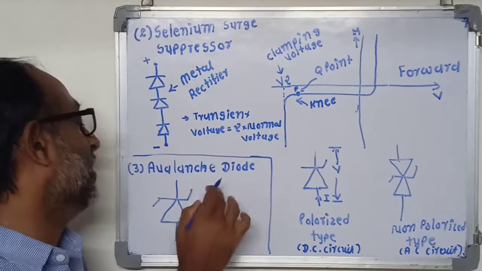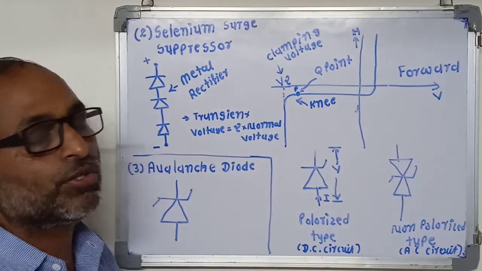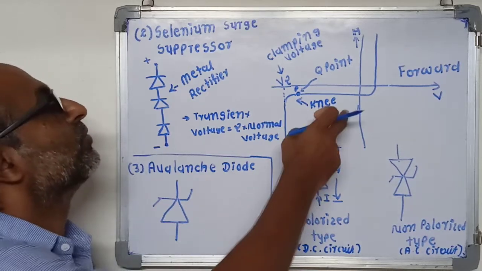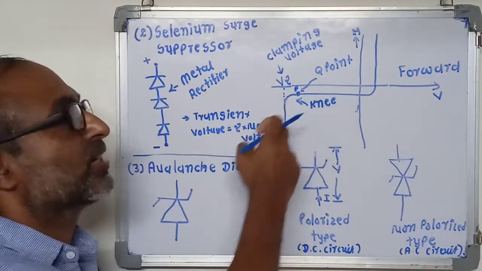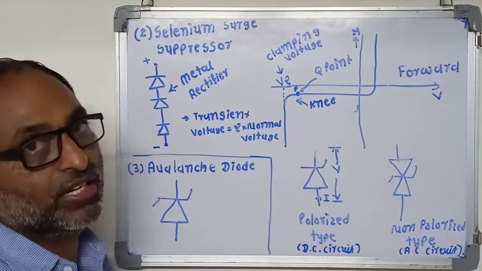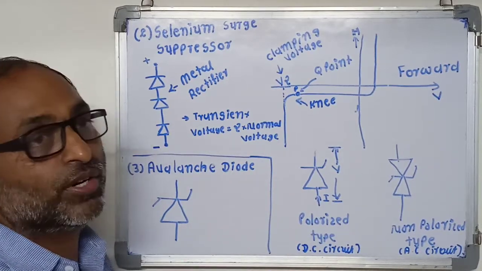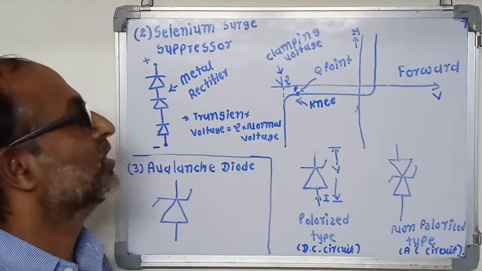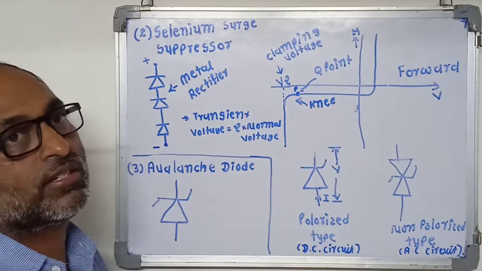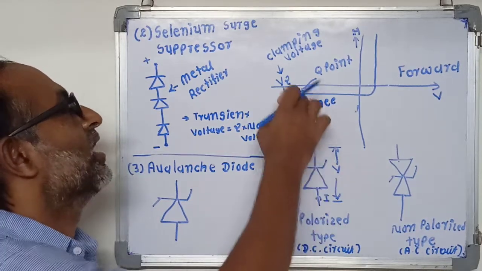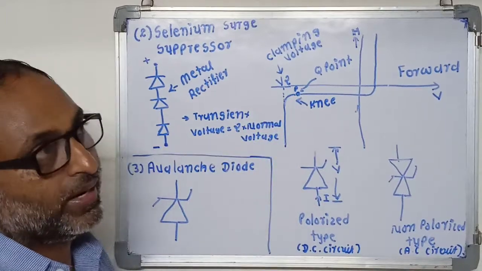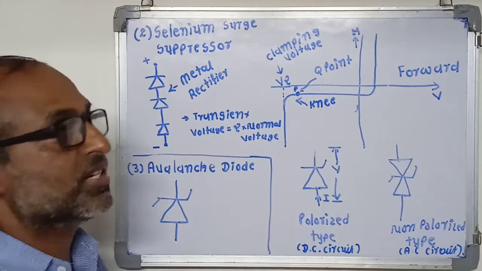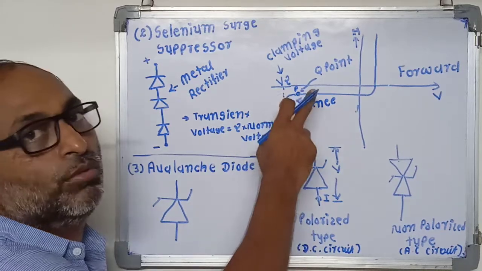Now, third, avalanche diode. The avalanche diode is also a semiconducting device. It can flow current in both forward and reverse directions, but this avalanche diode is specially designed to operate only in reverse condition. When the reverse voltage appears across this device, a very high amount of current passes through it. The point at which the current will flow in the reverse direction is called the breakdown voltage.